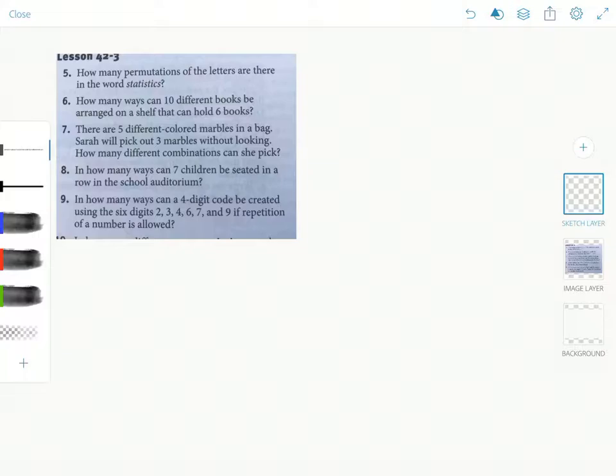Number 8. In how many ways can 7 children be seated in a row in a school auditorium? There are no restrictions. All we know is that we have 7 kids and we want to order them, so that's going to be 7 factorial. Remember, we got 1, 2, 3, 4, 5, 6, 7 ways we could sit.